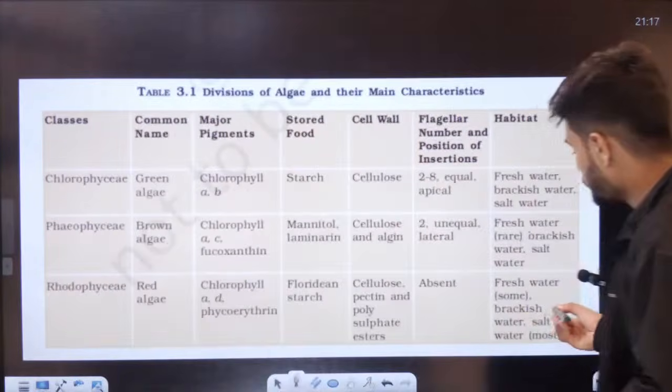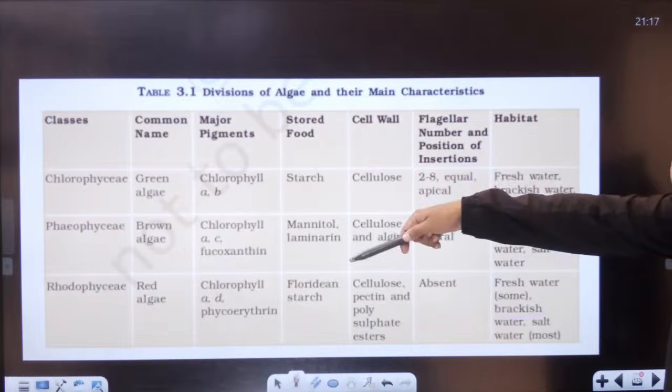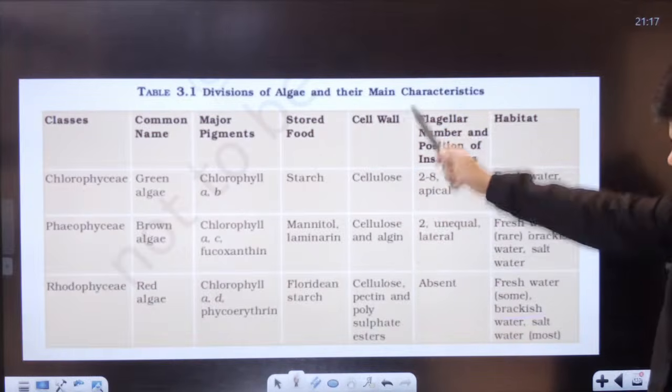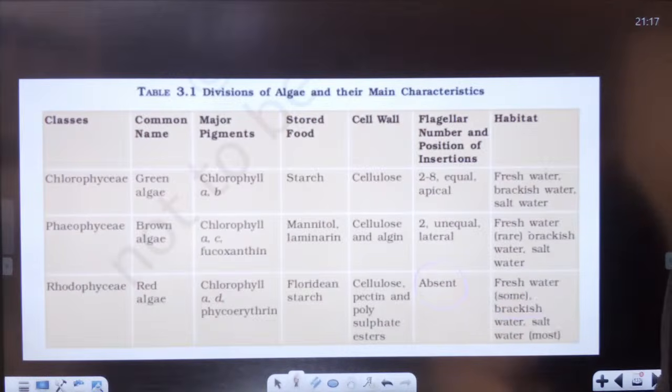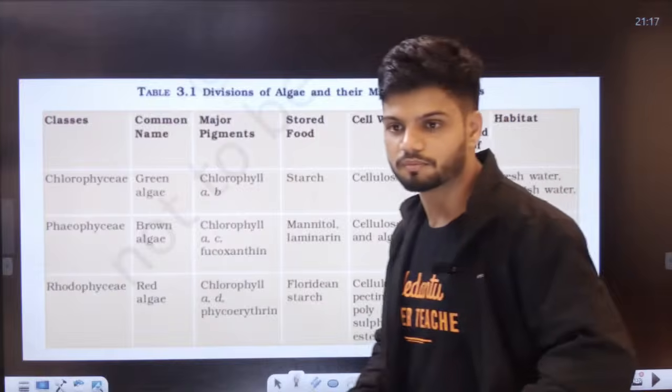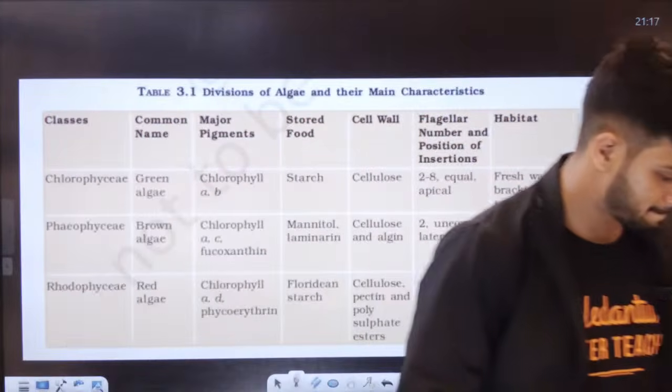Brackish means salt water, somewhat salty, a mix of water. Green algae, brown algae, red algae: chlorophyll, storage, cell wall, flagella. Absent here completely. Okay. Yes or no, students? No.